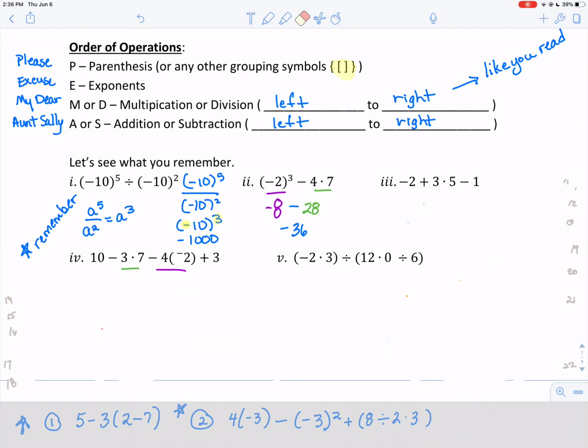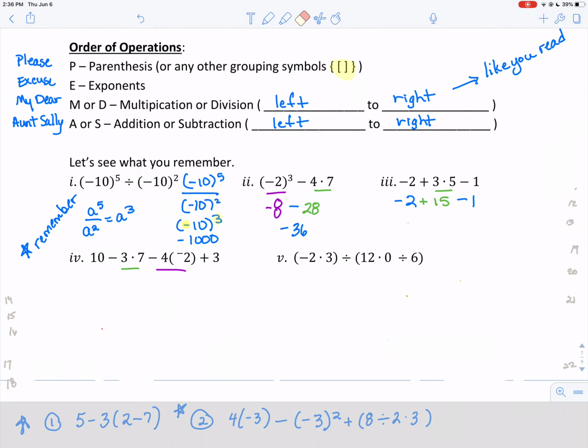Then the third one, the very first thing we need to do is the multiplication, which is in the middle. Notice that I went ahead and pulled down the other 2 integers. Now this is where the exception of addition or subtraction left to right comes in. You can do it left to right and you will get the same answer.